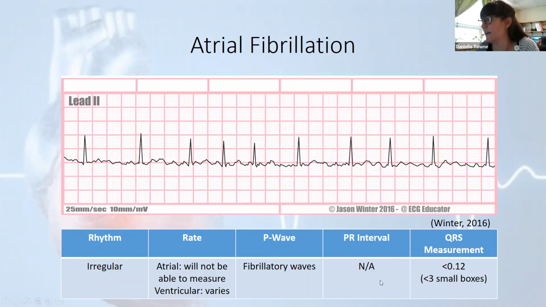Now you can see here, as we move through our rhythm, these are classic signs. Rhythm is irregular. We can't calculate any type of atrial beat because all we see are these fibrillatory waves. But we do see that the ventricular rate can vary, again, depending on if it's controlled AFib, AFib with RVR, or AFib with SVR. We don't have P waves, we have these fibrillatory waves. So we can't have a PR interval if we don't have a P wave. And our QRS complex is still nice and narrow.